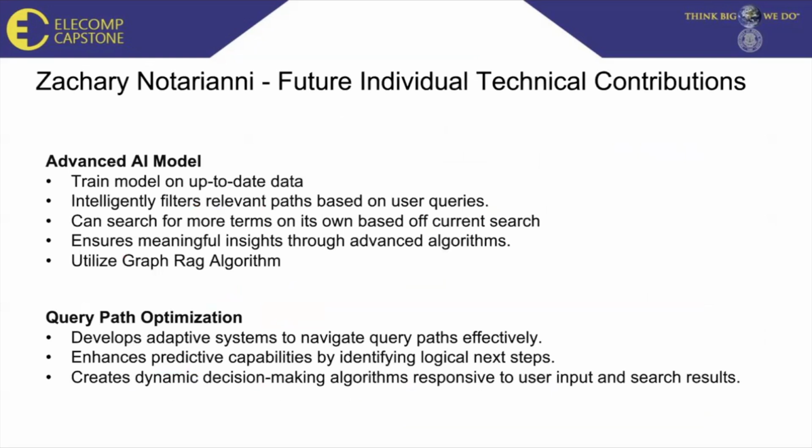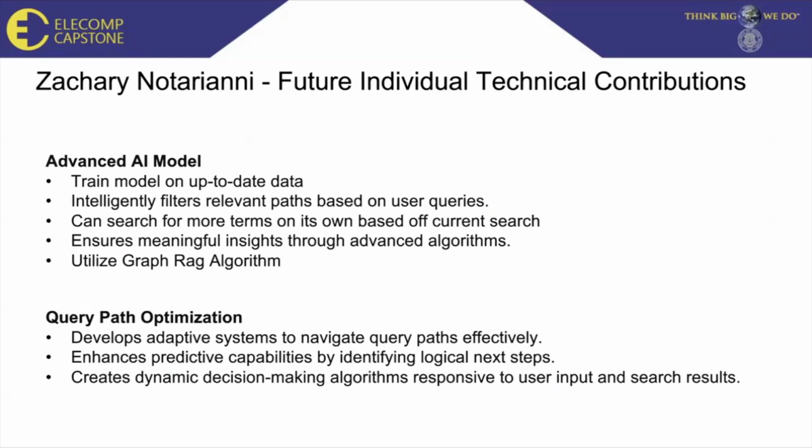In my future individual technical contributions, we'll be implementing an advanced AI model. So this AI model should be up to date on all information. It's to be able to have these advanced predictive capabilities. And to implement that, we'd like to use a graph RAG algorithm, which will really be able to help graph entities and relationships between terms. And this will help with the predictive capabilities.